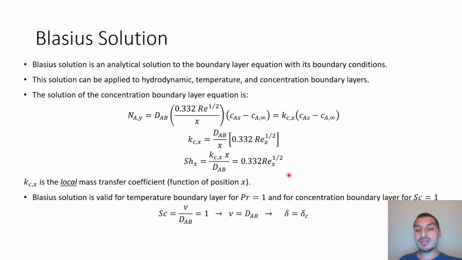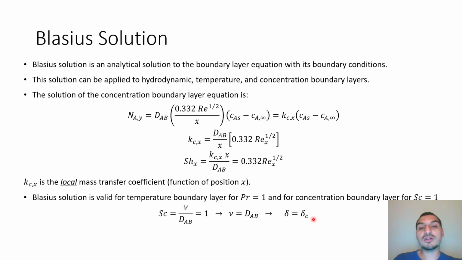And there is another relation that we know from some derivation that we will not go through as well. We have already mentioned that Schmidt number is nu divided by DAB, which is momentum diffusivity divided by the mass diffusivity. If the two diffusivities are equal, then the thicknesses of the two boundary layers are going to be equal. So the hydrodynamic boundary layer equals the concentration boundary layer. In this case, we have Schmidt number equals 1, so delta equals delta C.